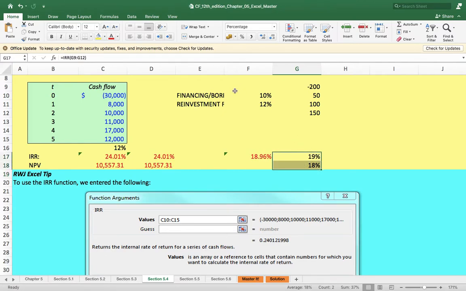And always when using the spreadsheet, use 2 decimals when you are calculating the IRR. Because IRR should not be rounded up. At least it should be 2 decimals.